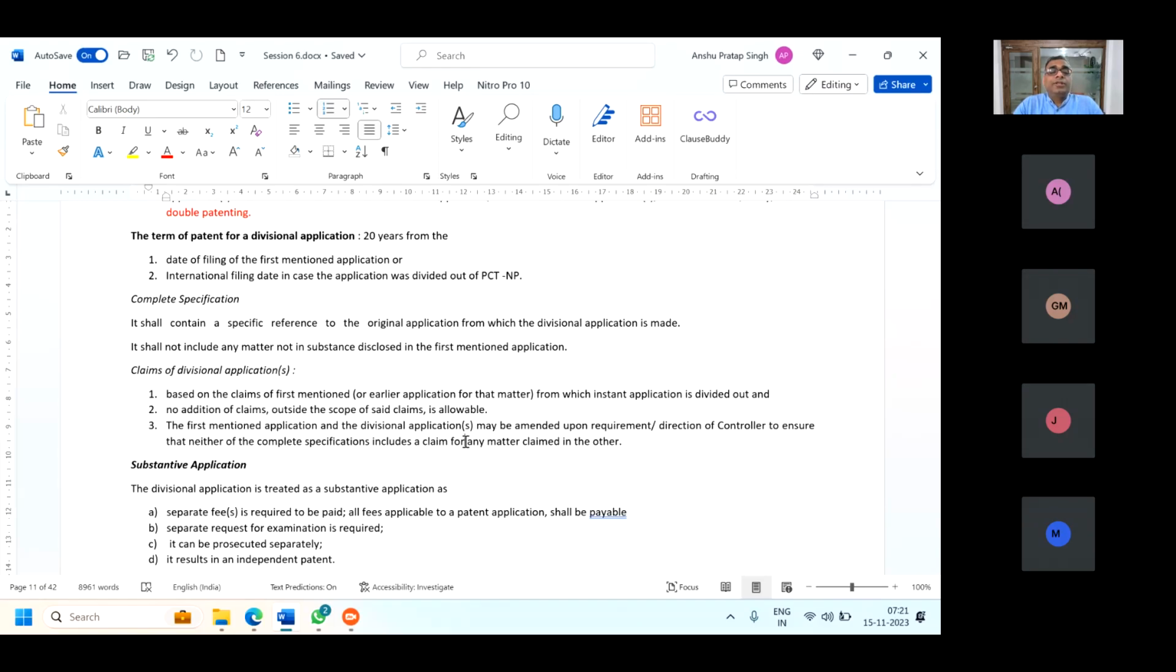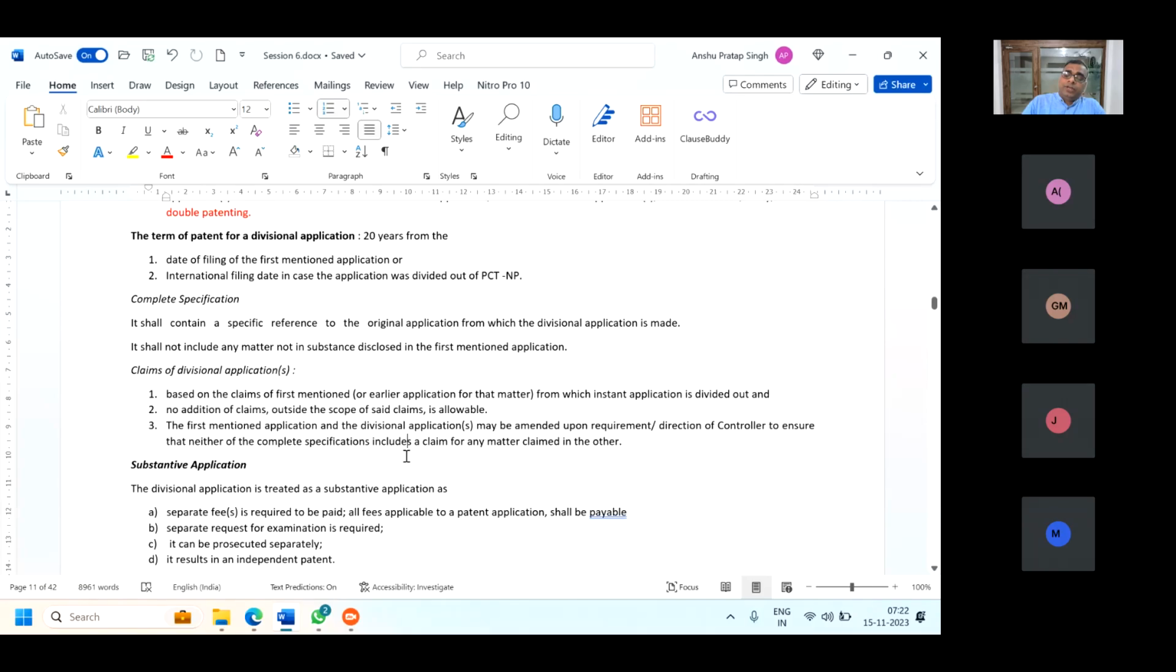The first mentioned application and the divisional application may be amended upon requirement or direction of the Controller, to ensure that neither complete specification includes a claim for any matter claimed in the other. That is to avoid overlapping. There should not be an overlap. What is claimed in one application should not be claimed in the other.